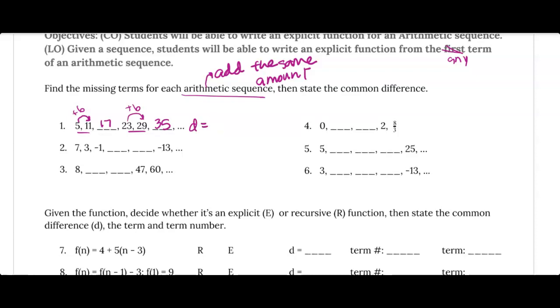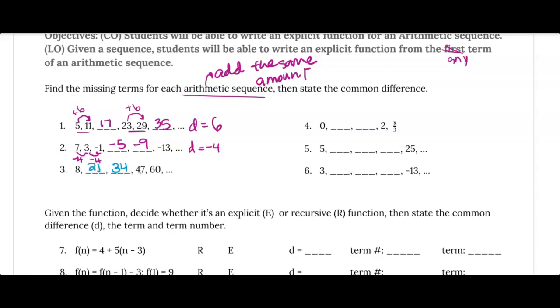Looking at number 2, you can apply the same concept. To get from 7 to 3, I minus 4. To get from 3 to negative 1, I also minus 4. So I'm going to continue to do that. Negative 1 minus 4 is negative 5. Negative 5 minus 4 is negative 9. And then negative 9 minus 4 is negative 13. So I know that we've done it correctly. You do number 3.